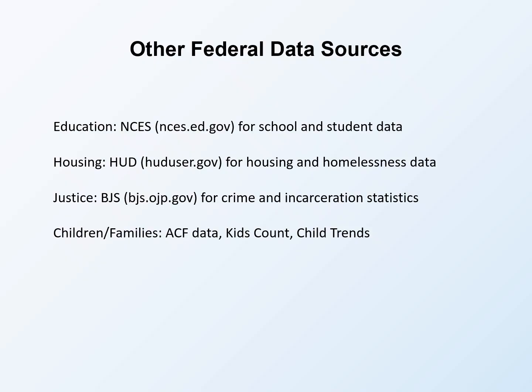For justice data, the Bureau of Justice Statistics at bjs.ojp.gov provides crime victimization data, incarceration statistics, and law enforcement information. The National Crime Victimization Survey is a primary source. For data on children and families, the Administration for Children and Families provides program data. The Annie E. Casey Foundation's Kids Count offers state-level child well-being indicators, and Child Trends provides research and data on youth development. These specialized sources complement the major sources and may be essential depending on your program focus.